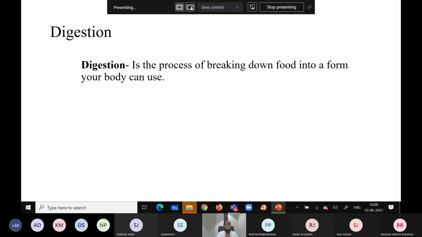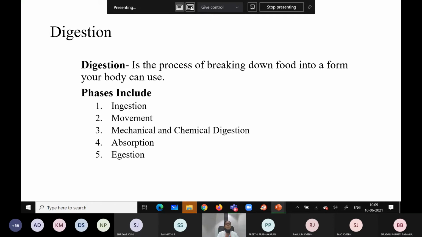Okay. So what is digestion? It is the process of breaking down food into a form where your body can use it. That is a process of breaking down of a complex food particle into the simplest food particle so that it is easy for absorption. So different phases include ingestion or taking in, taking in of food and swallowing, all those come under ingestion.